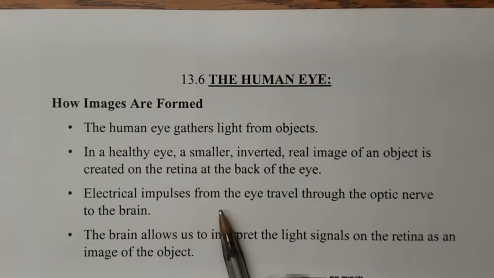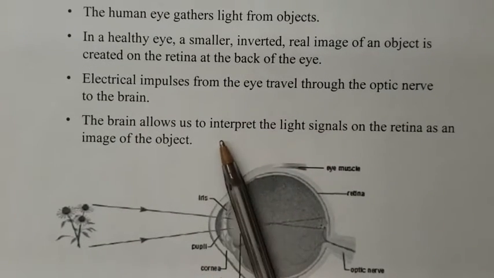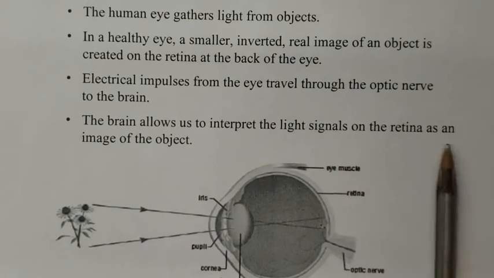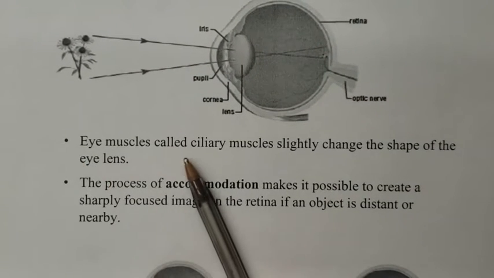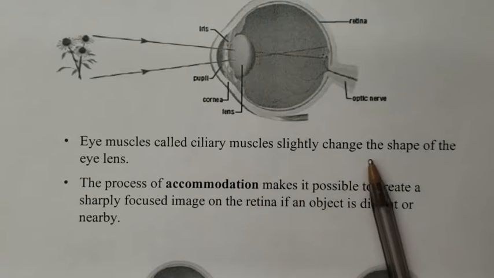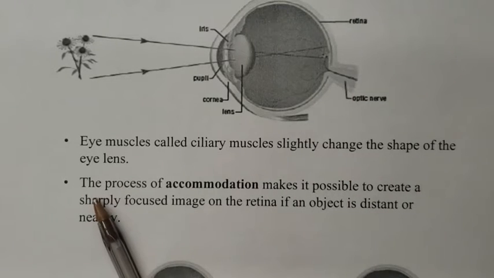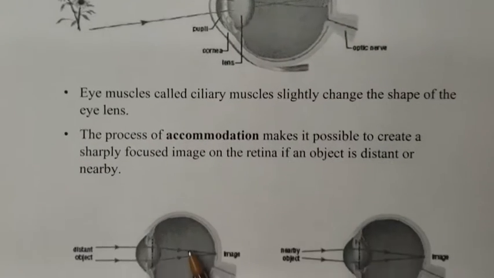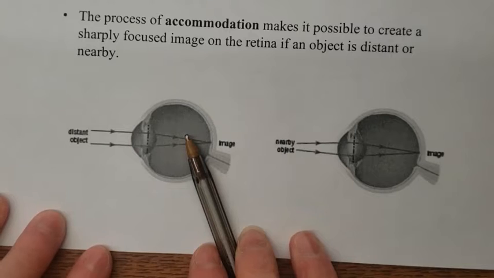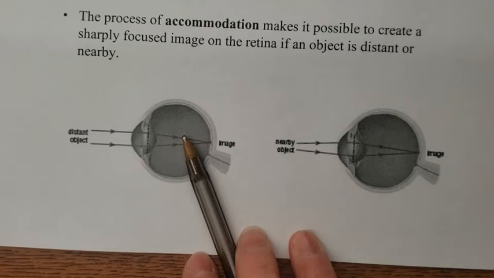It says electrical impulses from the eye travel through the optic nerve to the brain. The brain allows us to interpret the light signals on the retina as an image of the object. Eye muscles called ciliary muscles slightly change the shape of the eye lens. The process of accommodation makes it possible to create sharply focused images on the retina if the object is distant or nearby. So we use the muscles in our eyes to see objects close up and far away.